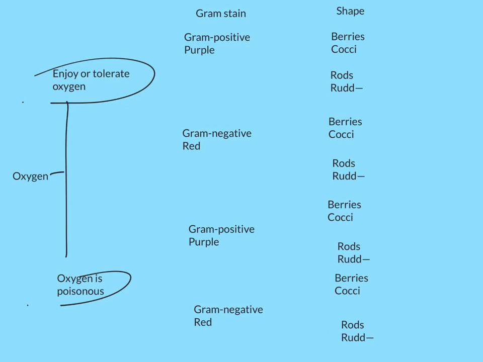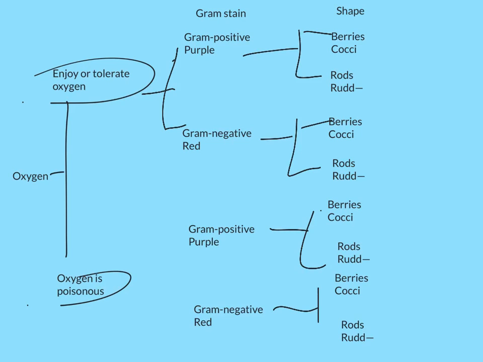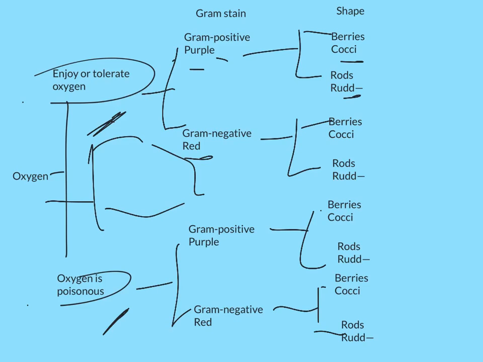So we've got a structure that now looks like this, where they're there, and there. If you follow this, right now we've got a structure where you can pretty much classify any bacteria. It's either going to tolerate or enjoy oxygen, or it's going to be poisonous to the bacteria. If they enjoy or tolerate oxygen, it's either going to be purple or red, and it's either going to look like little berries or little rods. And that follows for any single bacteria. You can just put it along this filter and move your way down.